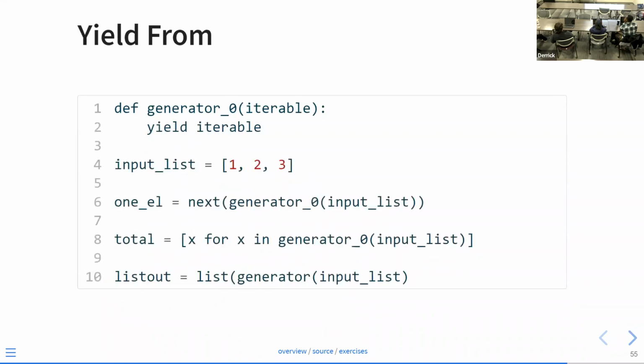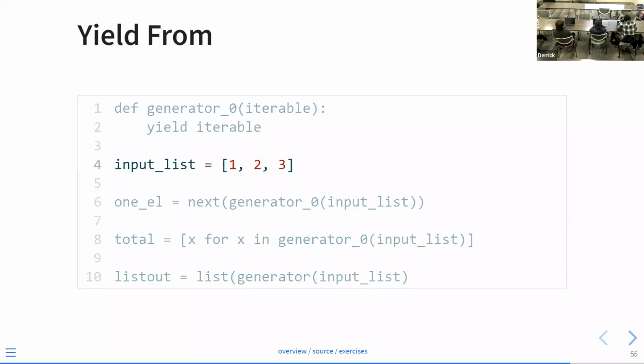Okay, yield from is a way that you can essentially compose generators together. So if we have this generator here, it's going to yield some iterable we put into it. Imagine we have our input list of 1, 2, and 3. Then we're going to call next on the generator once we initialize it. So what is going to be stored in this variable?